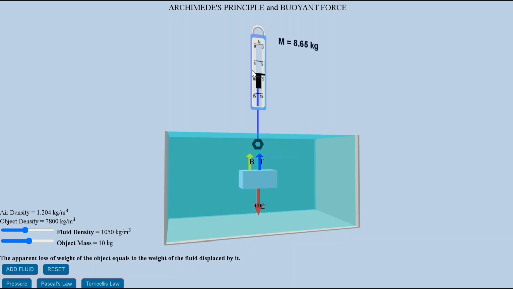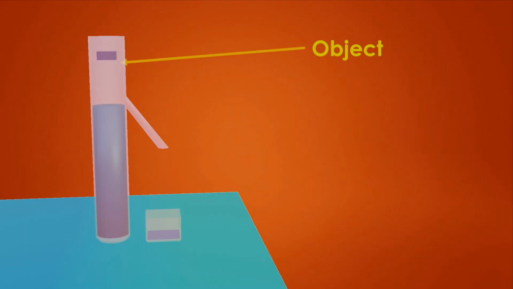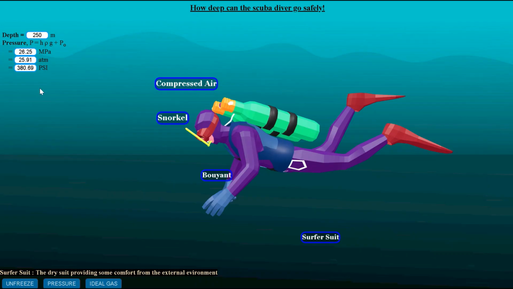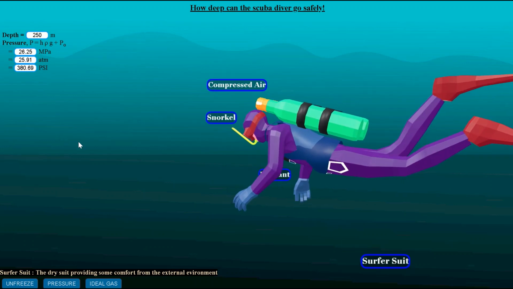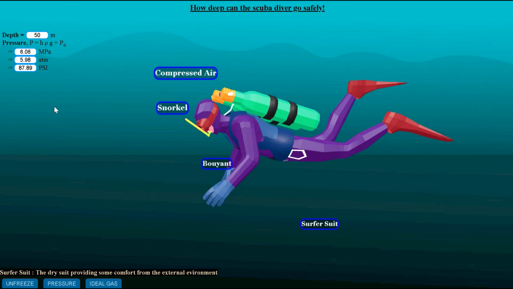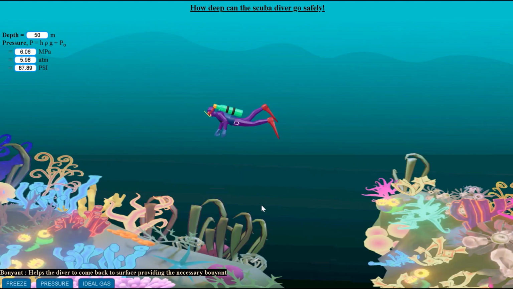Archimedes' principle states that the upward buoyant force that is exerted on an object immersed in a fluid, fully or partially, is equal to the weight of the fluid that the object displaces. Archimedes' principle is a law of physics fundamental to fluid mechanics. The scuba diver counterbalances the buoyant force using weights in his jacket. Buoyancy jackets help the diver in staying under deep sea and later in resurfacing.